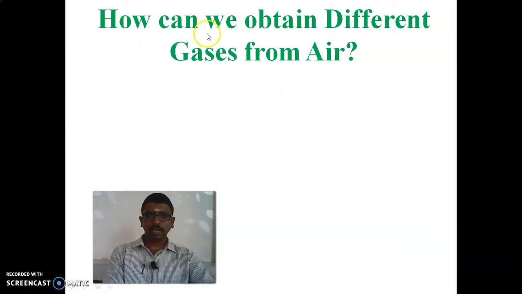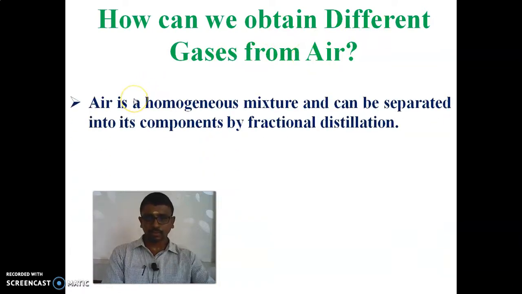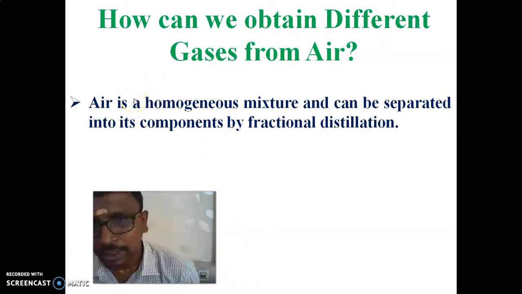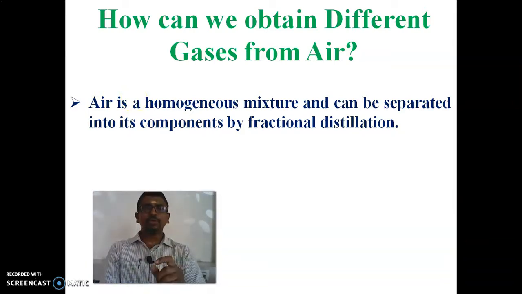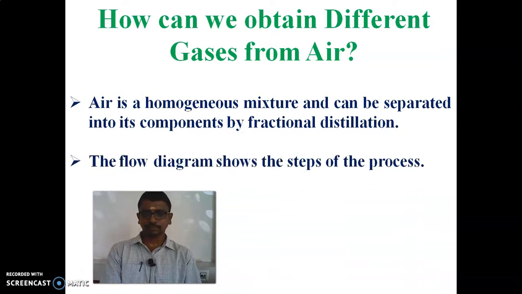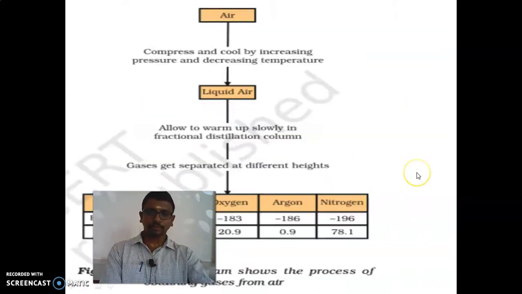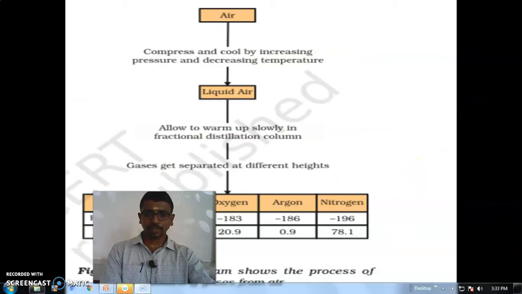Next is, how can we obtain different gases from air? Actually, air is a homogeneous mixture. Homogeneous means it has a uniform distribution, and it can be separated into its components by fractional distillation. So it is separated with the help of fractional distillation. And the flow diagram shows the steps of the process. So we can see the flow diagram here.